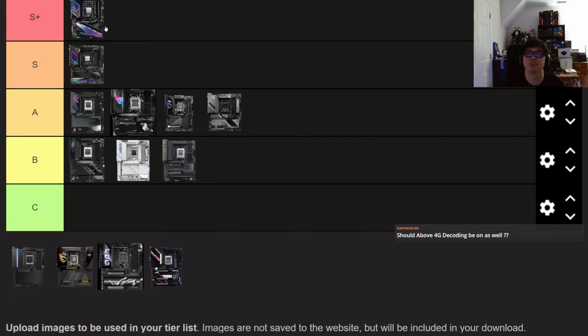And they included a backplate. And it's only $350. You can't even argue against that. That is way too good. Way too good.